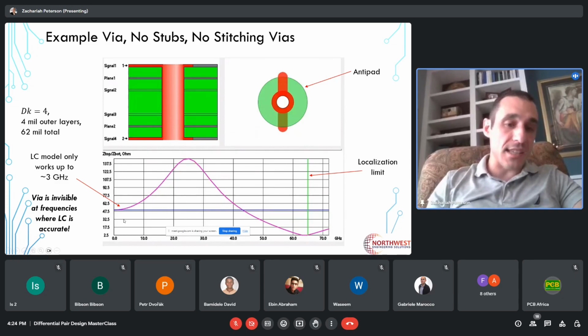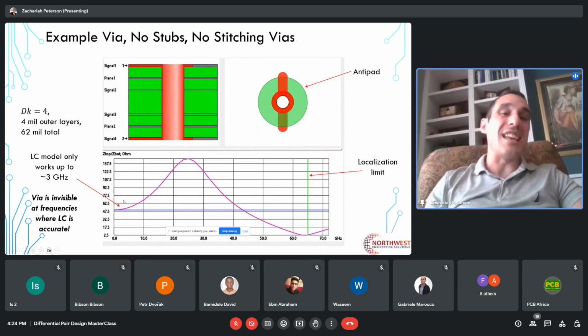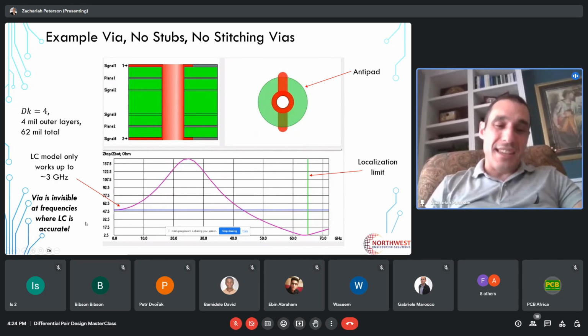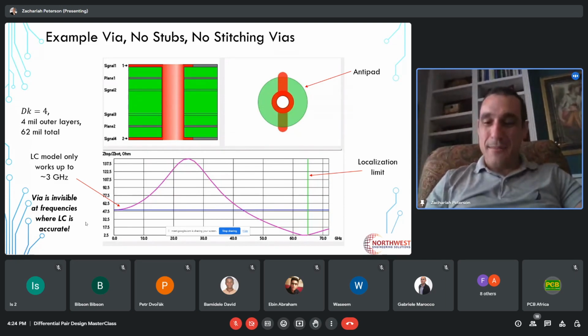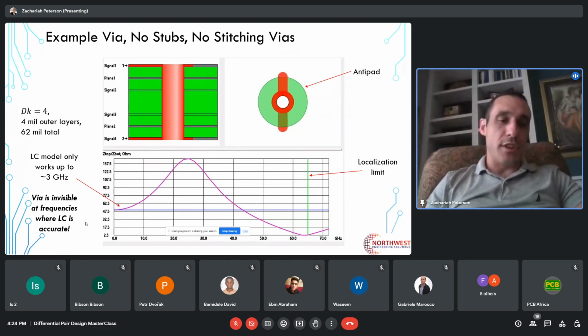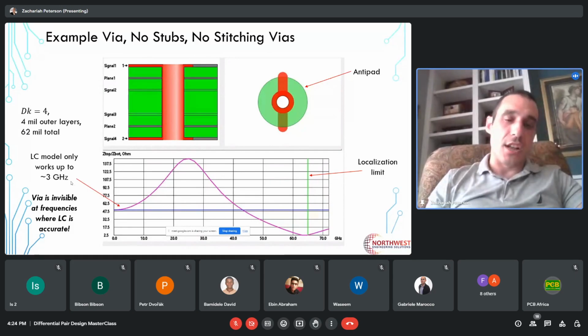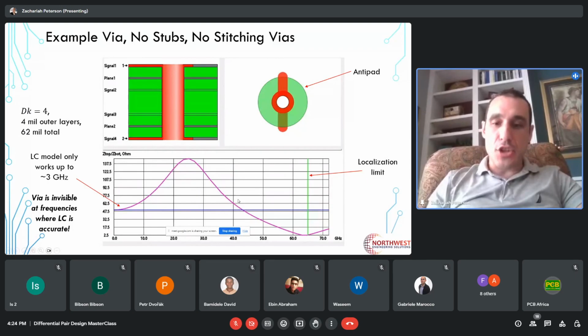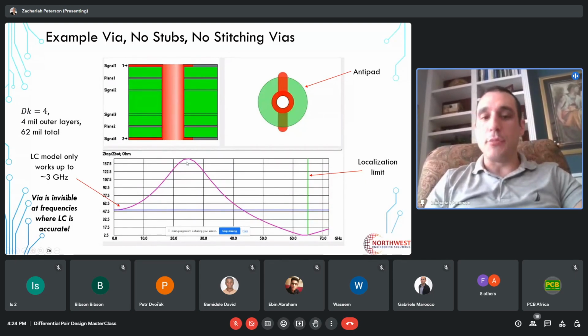And so this is the type of behavior that the LC model simply can't predict. The via is essentially invisible in the frequencies where the LC model is accurate. That's very interesting, right? It's basically saying within this frequency range, you could calculate whatever via impedance you want, and that via is going to appear mostly invisible as long as it's not too long. Now, eventually, the capacitance between these pads and the planes takes over, and we start to see a big dip in the impedance down to very low values.